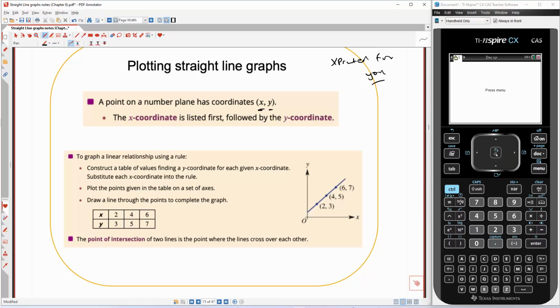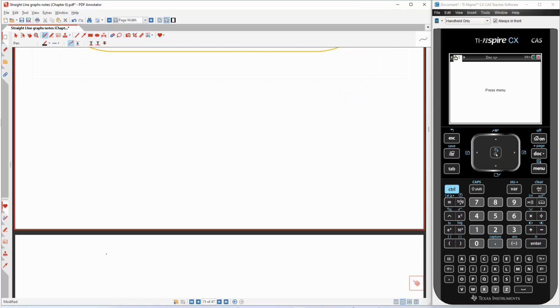And what we do to graph a linear relationship using the rule, we can construct a table of values using a y coordinate for each x coordinate, and I'll explain how that's done. Then we'll do some substitution, plot the points, and then draw a line to complete the graph. And remember, we've done this already. The point of intersection of two lines is the point where the two lines cross each other. So if we've got two lines there, that's where they cross. That's called the point of intersection. Okay, so these will go into your notes.